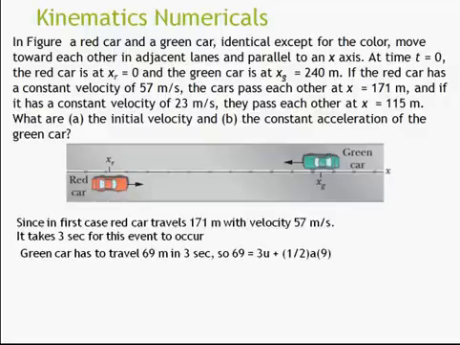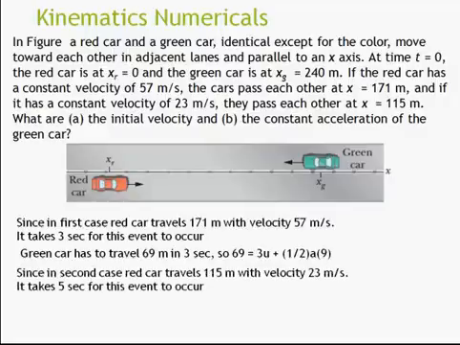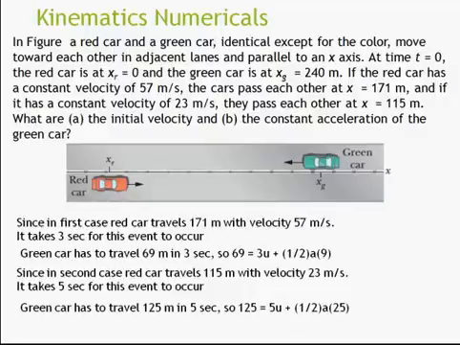In this equation we have got two unknowns, u and a. That's why they have given one more data. In the second case, he says the velocity is 23 meter per second and they pass each other at 115 meters. So now in this case, they will be meeting after 5 seconds because 115 divided by 23 is 5. Previous case, it was 3 seconds. But now the distance to be travelled by the green car will be 240 meter minus 115 meter, which gives 125 meter. It has to travel this in 5 seconds. So it gives 125 equals 5u plus half a into 25. These are the two equations having two unknowns.